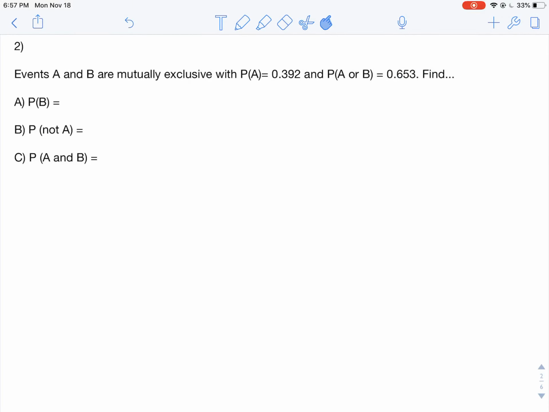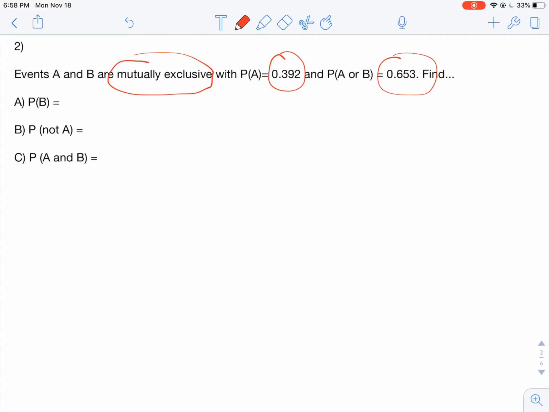I'm going to walk you through another probability example. Now, we're looking at number 2 here, and we're given two events. First of all, we're told they are mutually exclusive, with the probability of A happening being 0.392. The probability of A or B is 0.653.